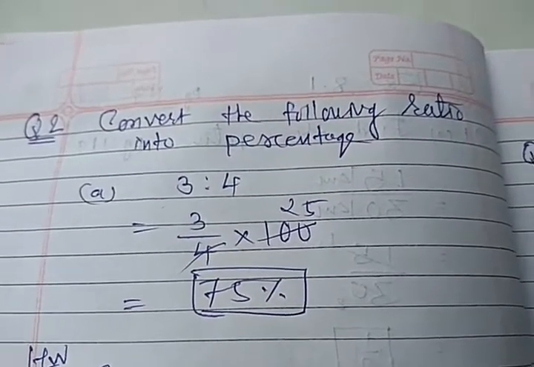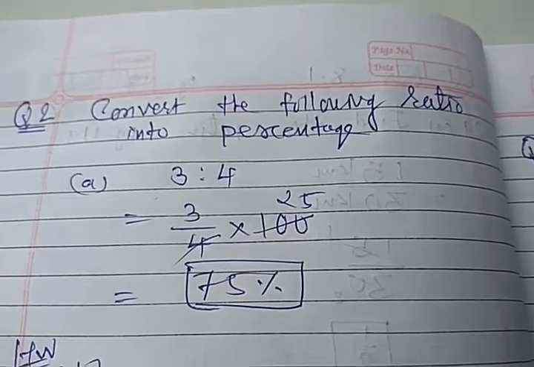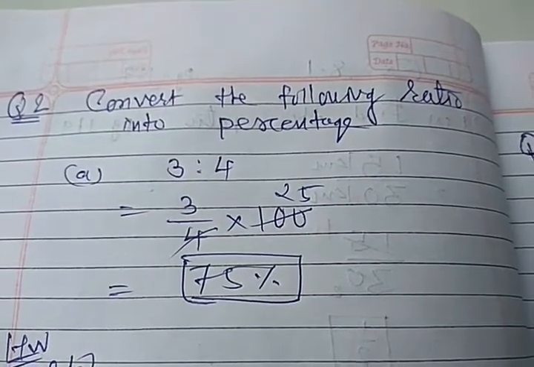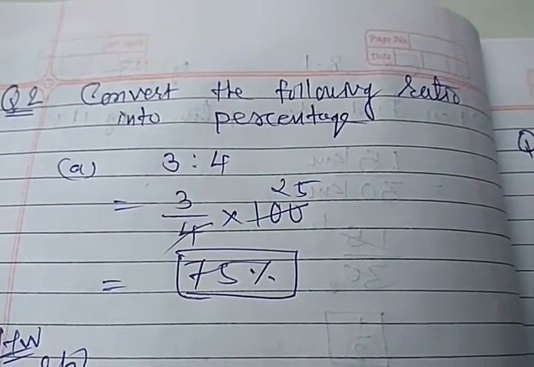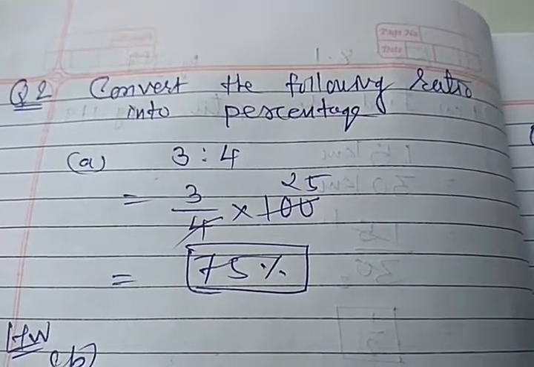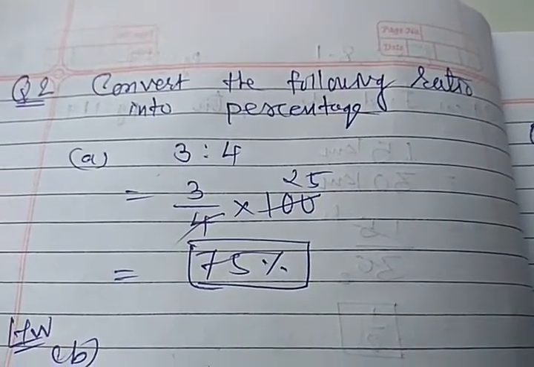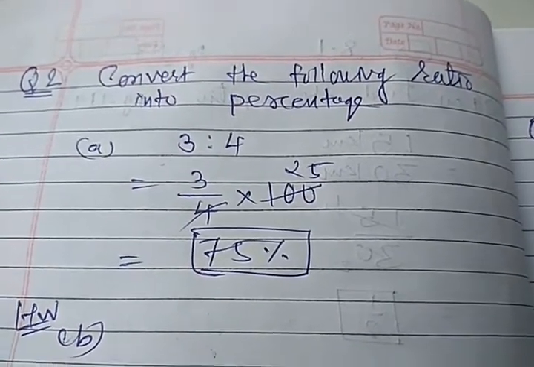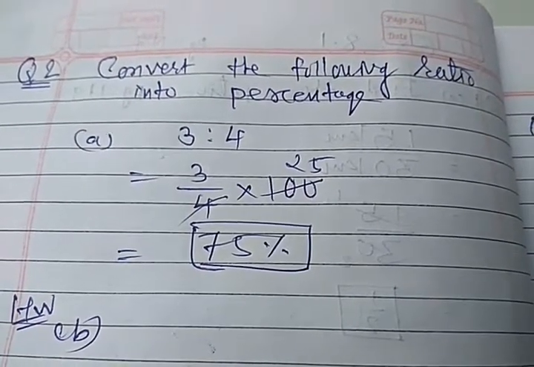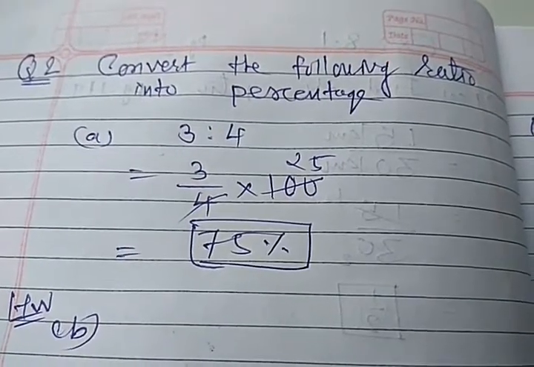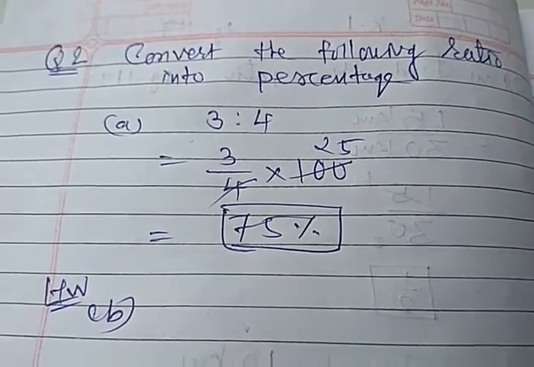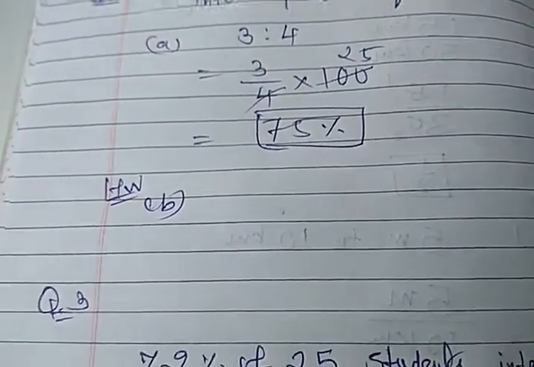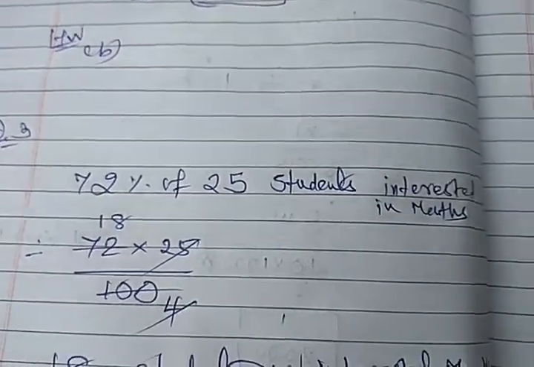Question number 2. Convert the following ratio into percentage. This is very easy, you have studied it in your previous standard. 3:4. When we convert the ratio into percentage, we simply multiply that ratio by 100. So 3 upon 4 multiplied by 100, and 4 twenty-fives are 100. So the answer will be 75 percent. Now the B part, it is homework, like that only.